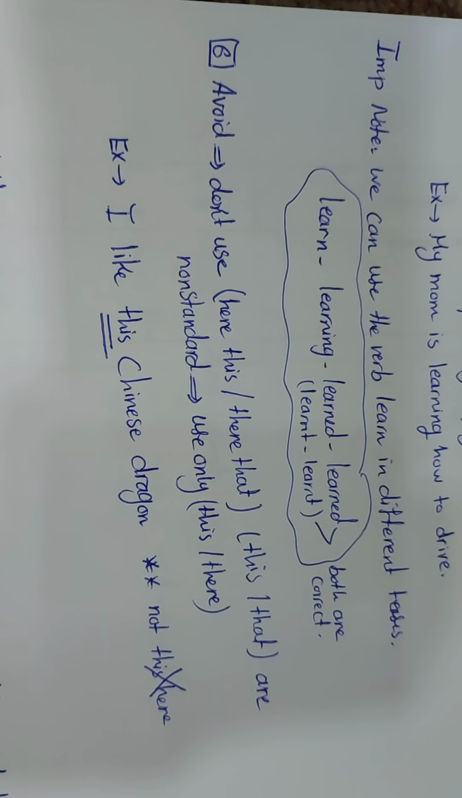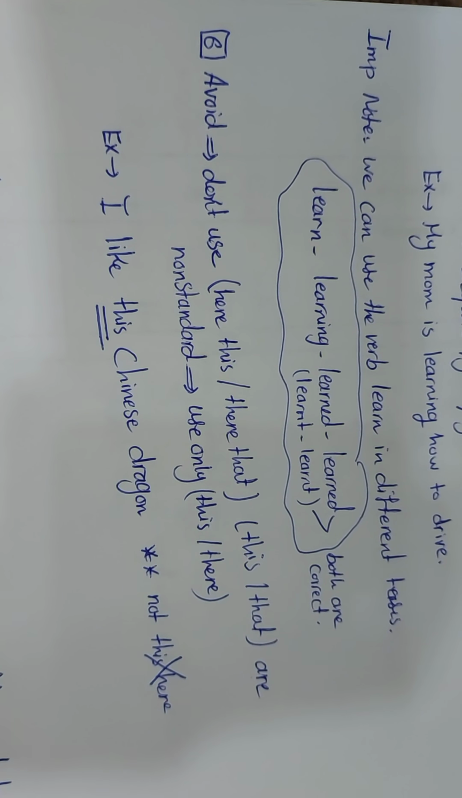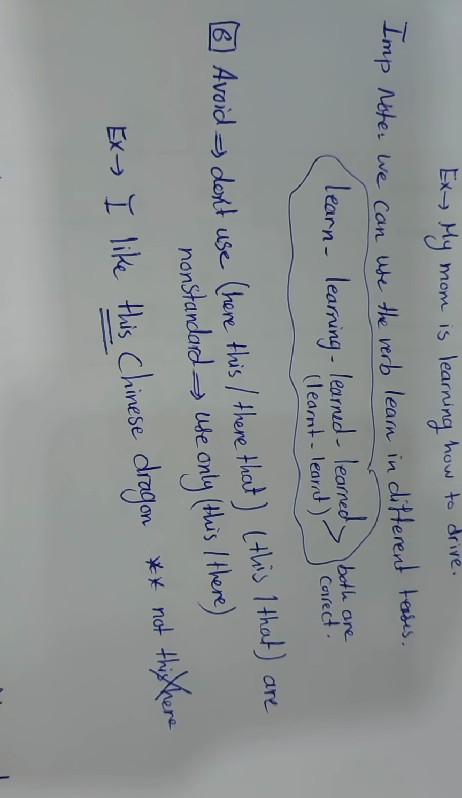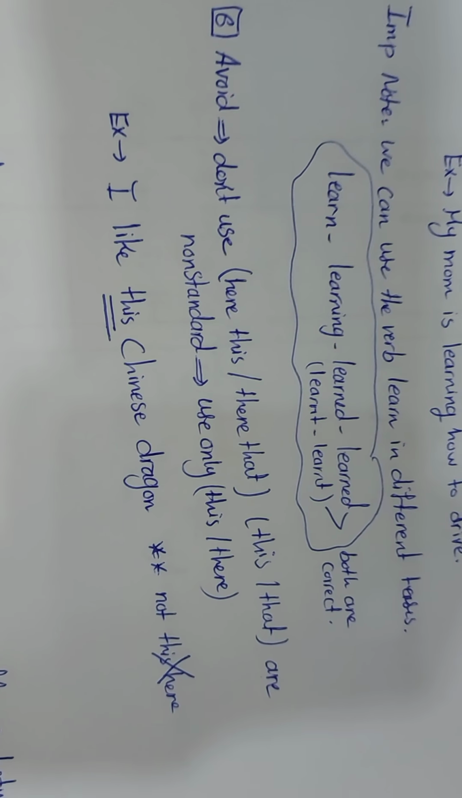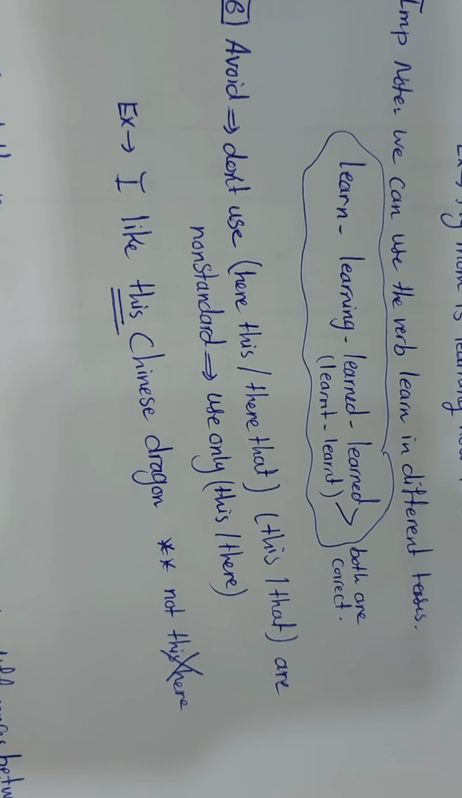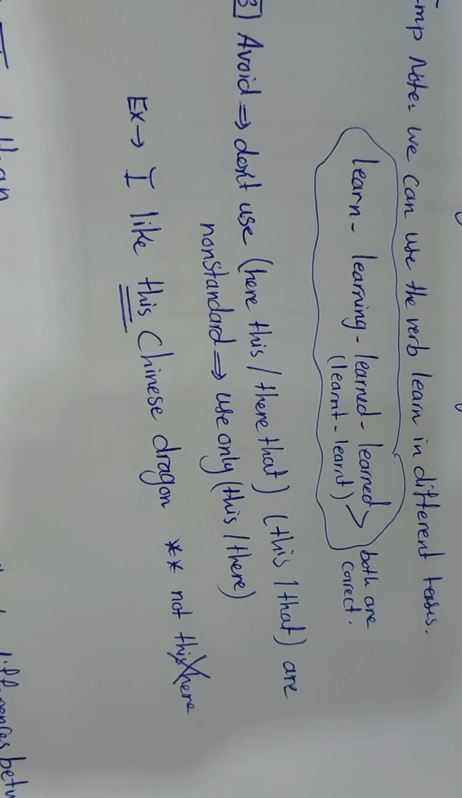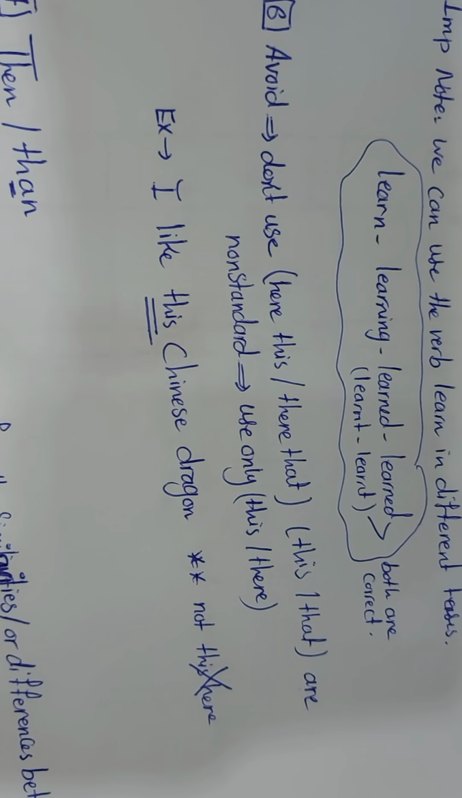As for number 6, avoid using this or that before or after here or there. I like this Chinese dragon, not "this here" or "this here this." I don't use "there that" or "that there." These are all non-standard. Only use this or that as it is, without here or there.